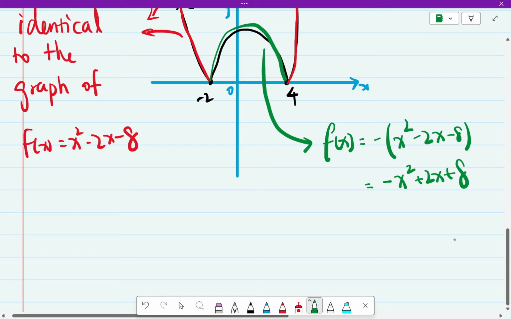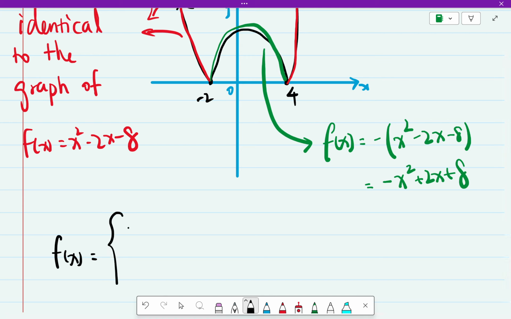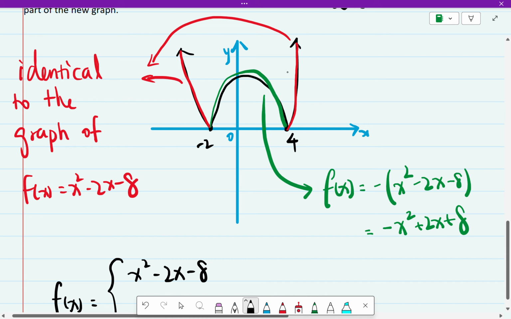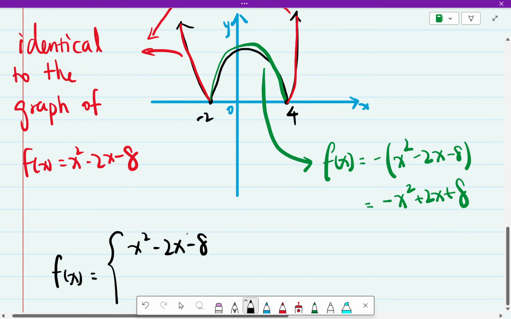So we can write them out. f of x equals x squared minus 2x minus 8, which is the two red parts right here. And f of x also equals negative x squared plus 2x plus 8, which is the reflected part. And after this step, we will see that each of these distinct parts has a specific domain attributed to it.